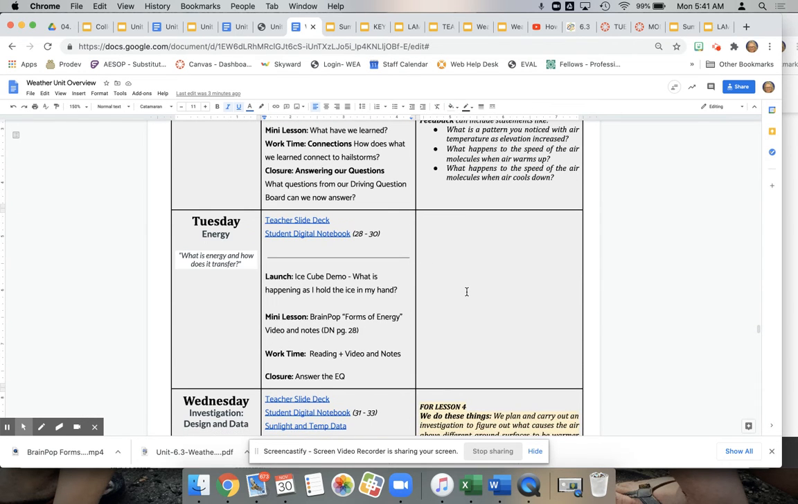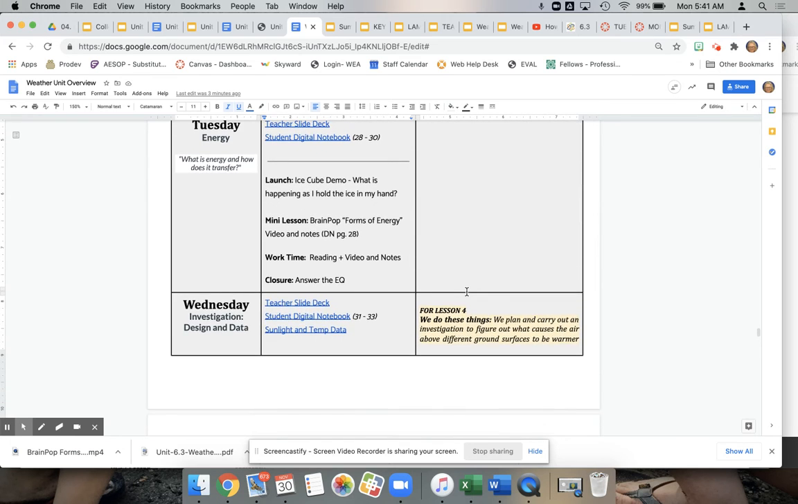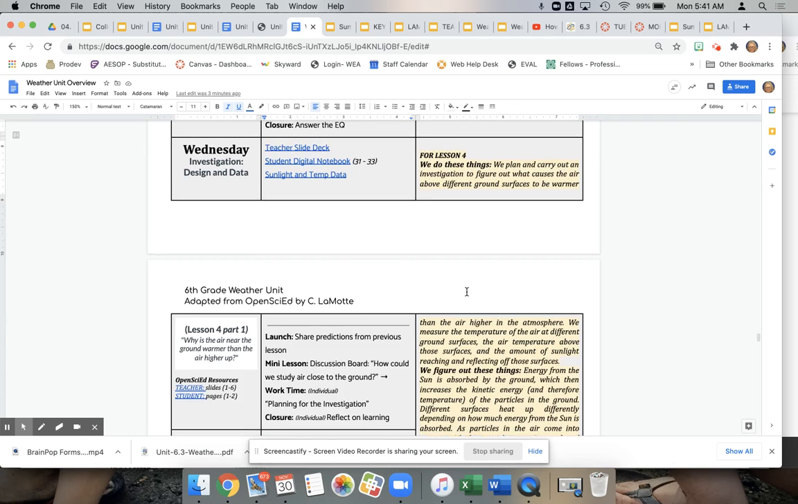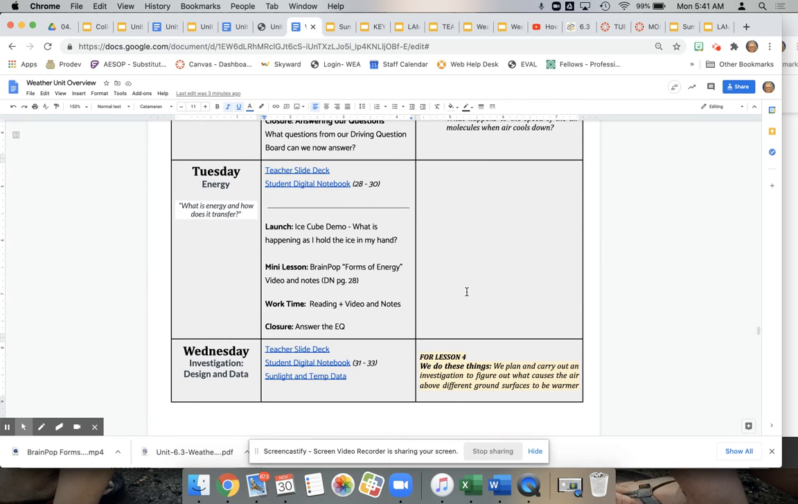Okay, so to start on the next main idea of this lesson 4, why is the air near the ground warmer than the air higher up? Students first really need to understand energy and energy transfer. So you get an overview of what we are doing for energy.